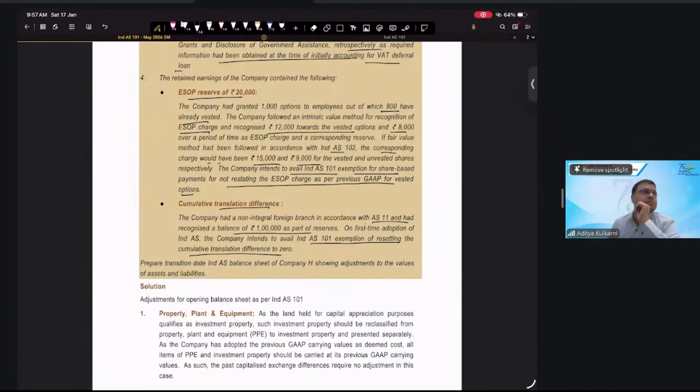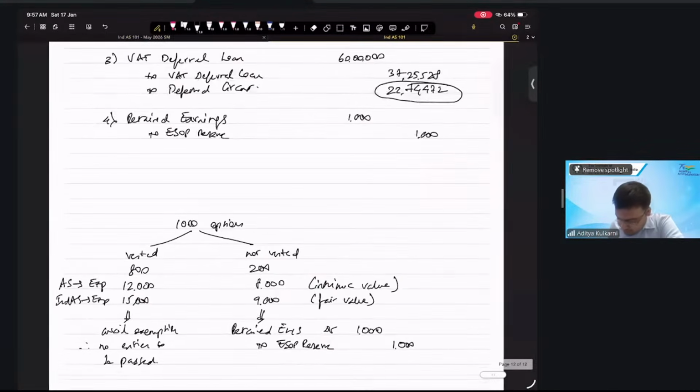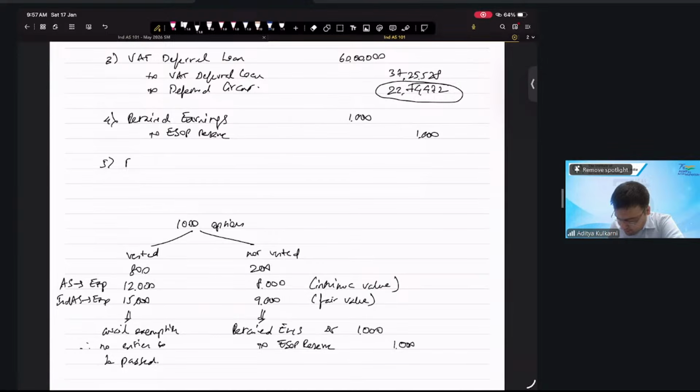All right. So therefore, you opted to make it zero. So the entry will be FCTR debit 1 lakh to retained earnings 1 lakh. Is it okay?